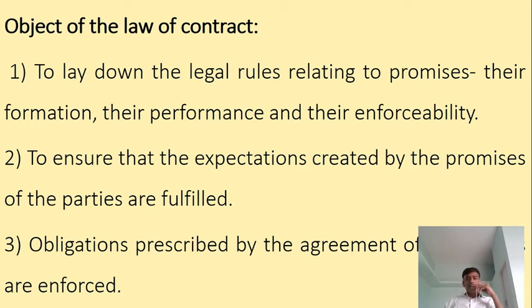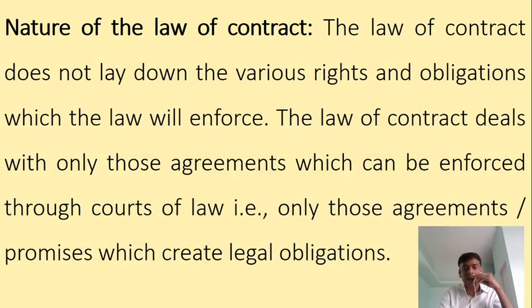Second one, to ensure that the expectations created by the promises of the parties are fulfilled. Means the parties who entered into the agreement, their expectations should be fulfilled. Next, obligations prescribed by the agreement of the parties are enforced. What are the legal obligations prescribed by the agreement? That should be enforced, that should be implemented. That should be implemented. These are the three objects.